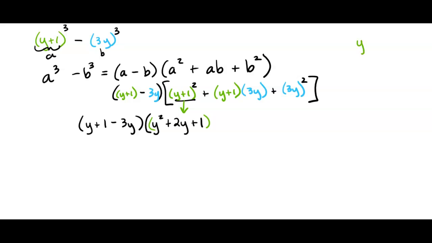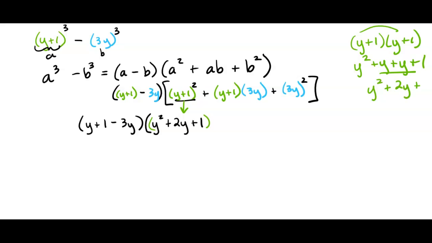Now, if you want to do that over to the side with FOIL, you can write y plus 1 times y plus 1, and you can FOIL it out. And then you have the y plus y. That's where the 2y comes from. So it's a perfect square trinomial, but that's where it all comes from. Plus, now I'm going to have to distribute here, right? So I'm going to get 3y squared plus 3y. That'll be that part. And then down here, I'm going to have 9y squared.